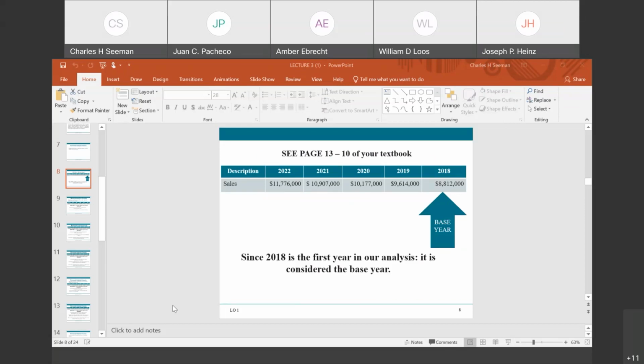If I wanted separate percentages for each year, I do the calculation 3 times. First time using 2020 as the current year, the second time using 2021 as the current year, and the third time using 2022 as the current year. The 2018 would always be the base year because that's the first year given.